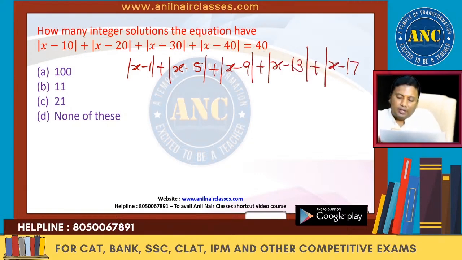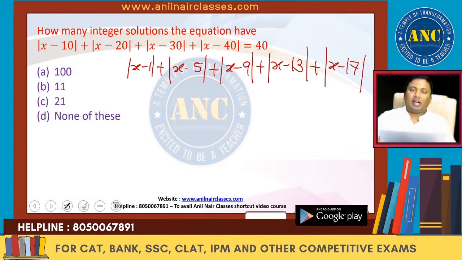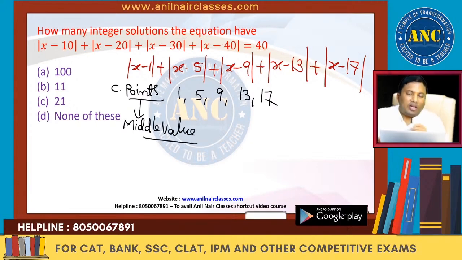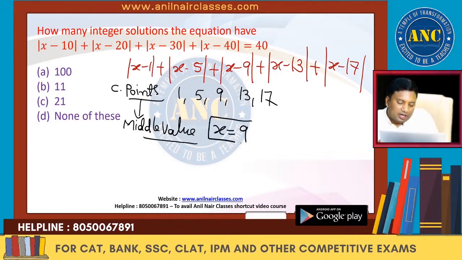One more example, mod x minus 1, mod x minus 5, mod x minus 9, 13, 17. Now listen carefully. Write the critical points of x in serial order, in ascending order. Critical points 1, 5, 9, 13, 17. Second point, take the middle value. Middle value is where you will get the minimum. So middle value is nothing but x equivalent to 9. From 1 to 9, a person will travel 8.